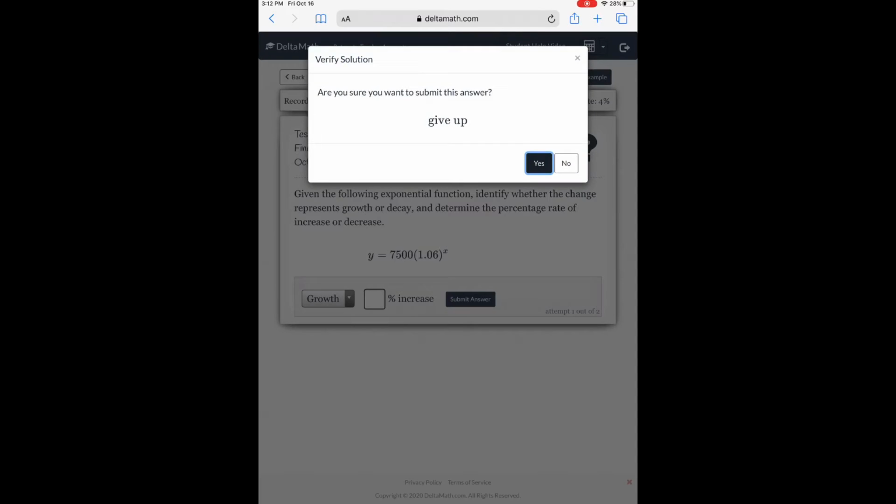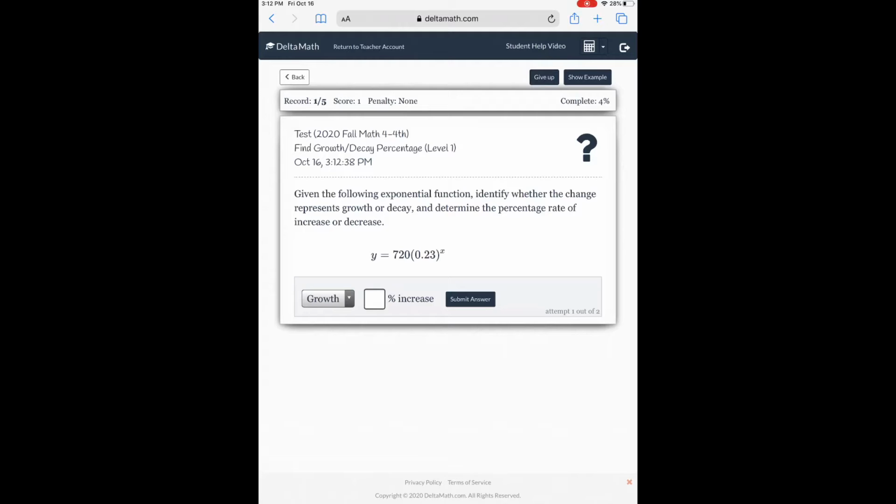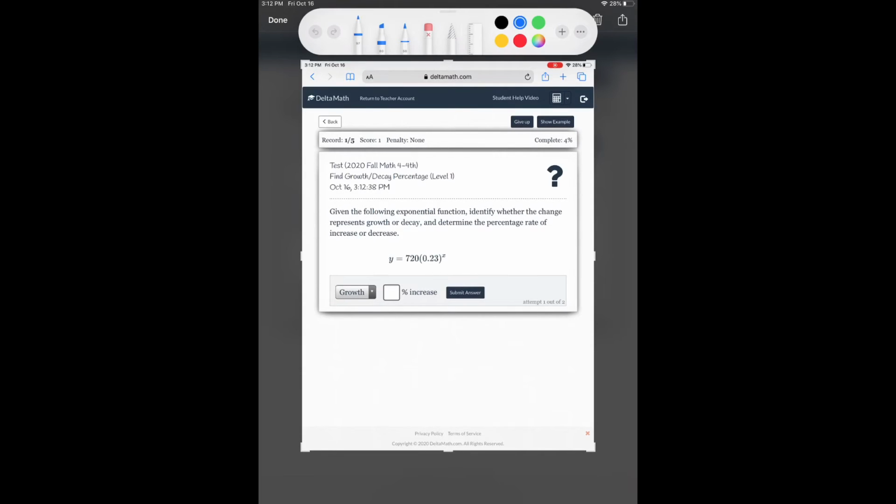All right, so let's see if the next one will give me a decay. I'm actually going to keep going until I find a decay problem. All right, so we have decay here. I know this is decay because my base is less than 1. If it's less than 1, that's going to be decay.